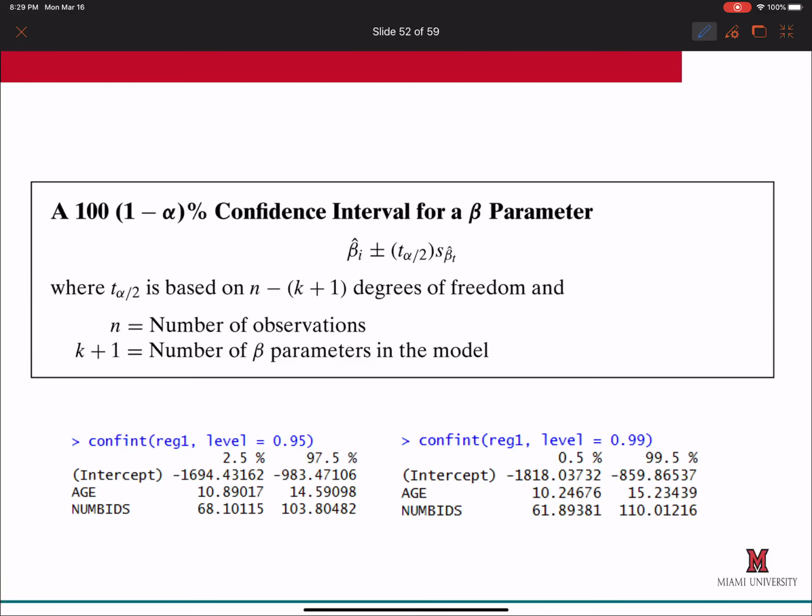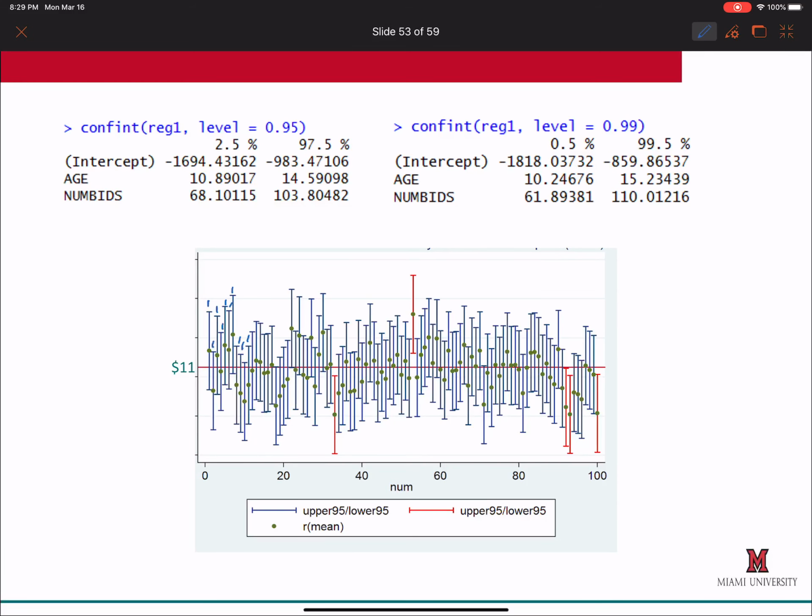Okay, so we can always get a confidence interval on a parameter estimate on a slope by using the t-statistic and multiplying that by the standard error of the slope, using n minus k plus 1 degrees of freedom on the t-statistic. And you can get that using the confint function in R. You can get different levels, in this case a 95% confidence interval, and here's 99%. I wanted to go into a little bit of what that means really.